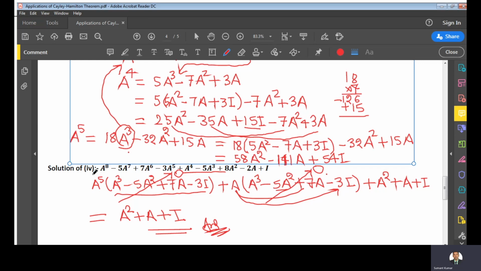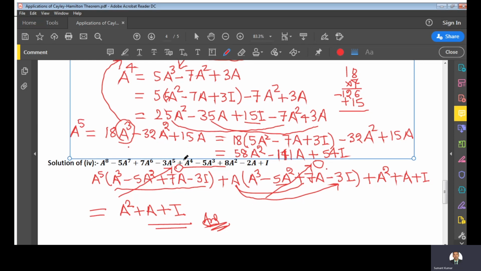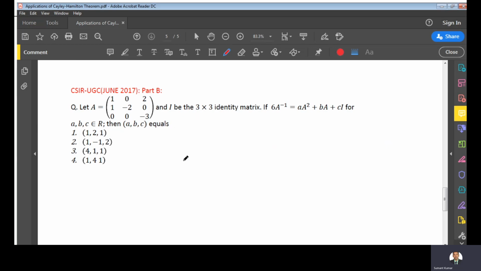So now it's time to solve an objective question that has been asked already in a national level test, that is CSIR UGC, right? So the question is, how will you use this Cayley-Hamilton theorem to find the solution of this equation? Actually, this question was asked in 2017 in part B, right? So first look at this question.